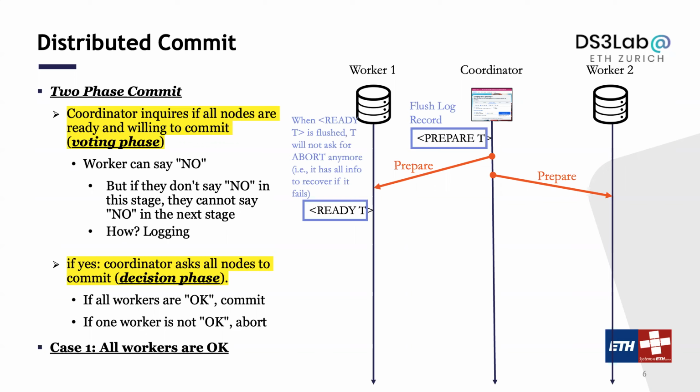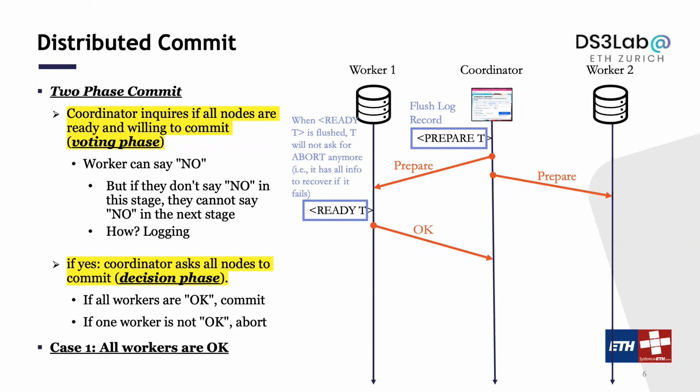So the semantic is as follows. Whenever you flash this record to your hard drive, your local transaction will not ask for abort anymore. Even if you fail afterwards, say someone pulls the plug on worker one, as long as ready T is in the log flashed to the hard drive, it means I have enough information to fully recover your state such that I will not abort this local transaction. On Wednesday, we talked about how to do that using redo logs. So whenever that is true, it flashes the record ready T to the hard drive.